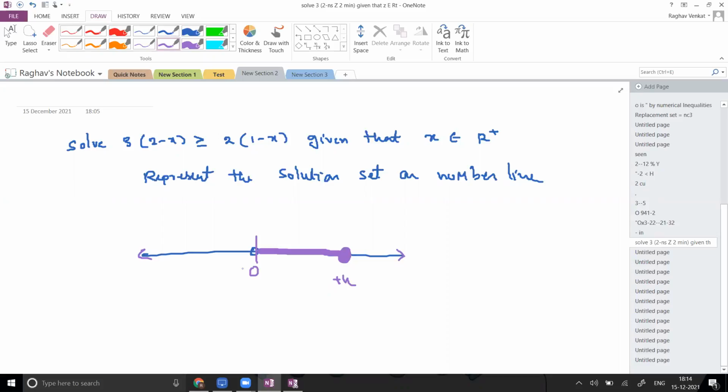In this case, I am defining that 0 does not come under R plus. Sometimes they will define R plus like this: R plus equals x such that x belongs to R and x is greater than 0. Then it is open interval 0 till infinity. If it is greater than or equal to 0, then 0 is a closed interval.